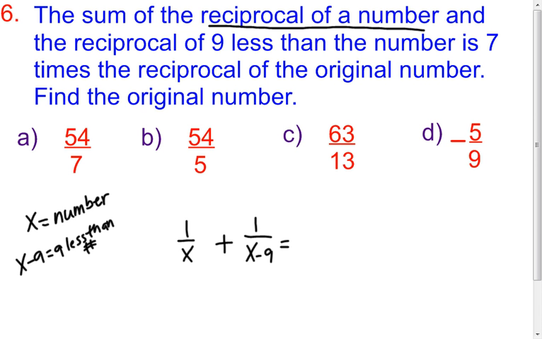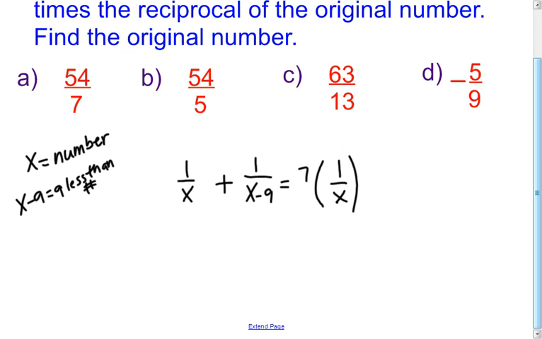And that has to be equal to 7 times the reciprocal of the original number. Just like that. Okay? So this is a little confusing, but we got it. We can do this. You are going to get common denominators on that left side, so I need to multiply this by x minus 9, and I need to multiply this by x.